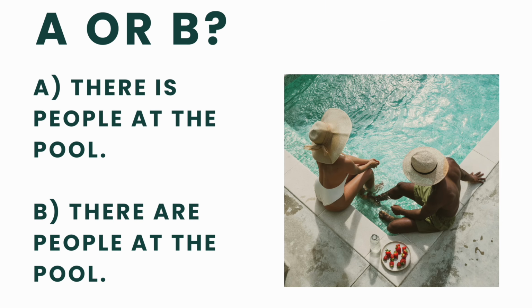And last one. There's people at the pool. There are people at the pool. 3, 2, 1. And it is, of course, B. There are people at the pool. As we know, people is a plural word in English, so we always say people are. So there are people at the pool.